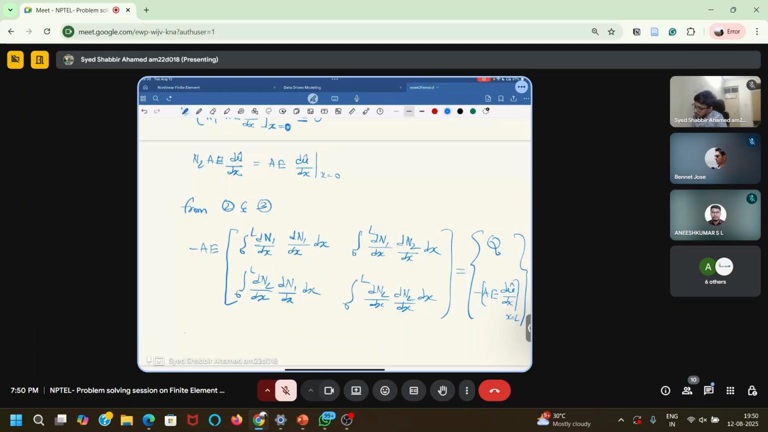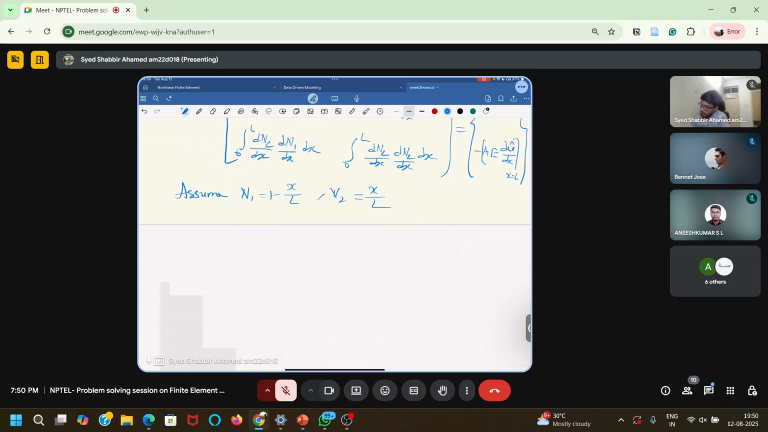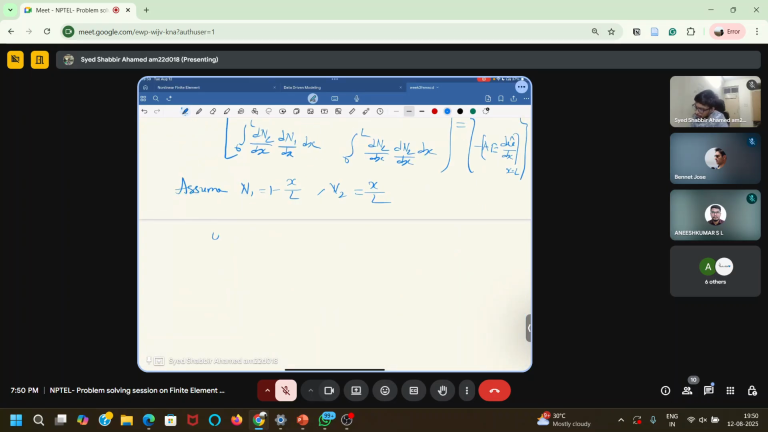Now we can assume N1 is equal to 1 minus x by L, and N2 is equal to x by L. If you put this, you can see that N1 U1 plus N2 U2 works out, and if you put x is equal to L, U2 is known to be 0. So if you put x is equal to L here, the essential boundary condition will get satisfied.